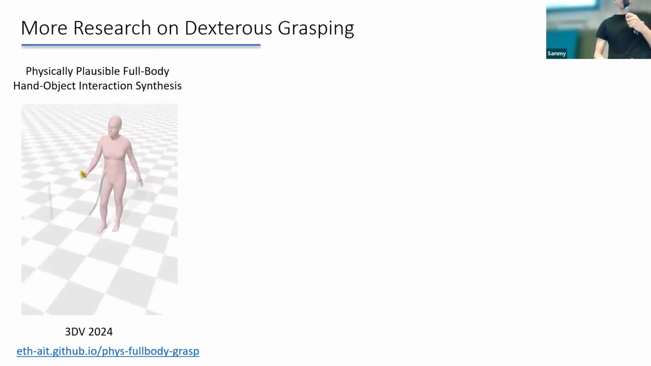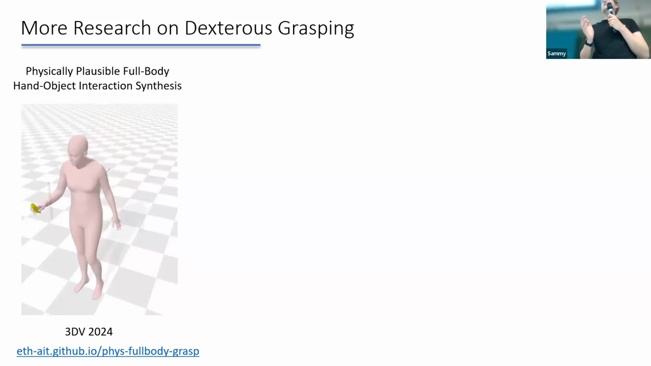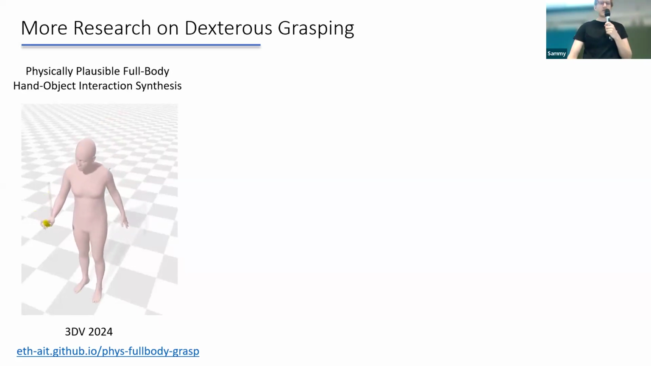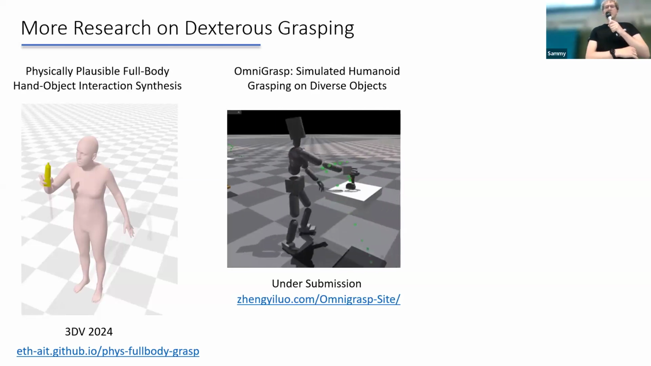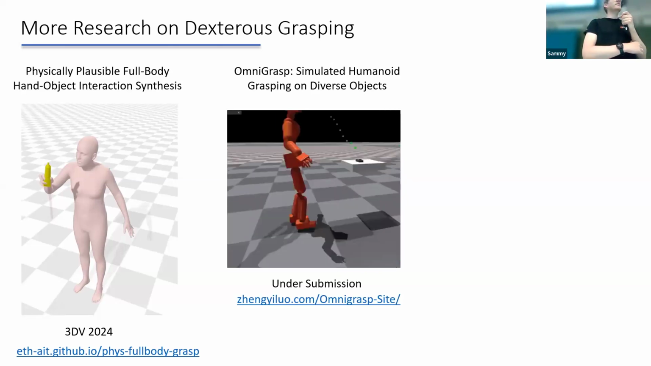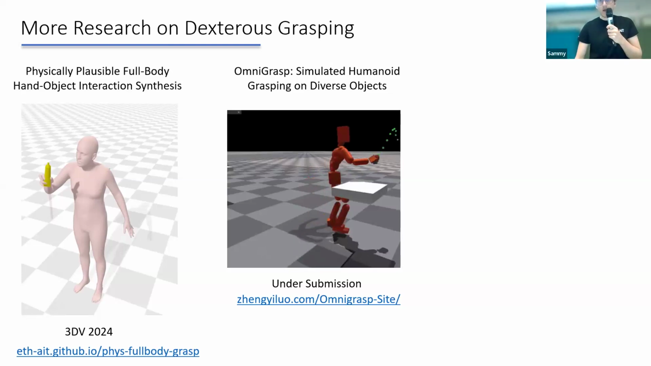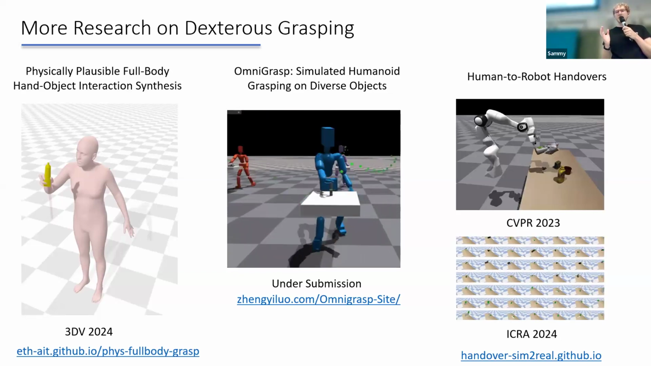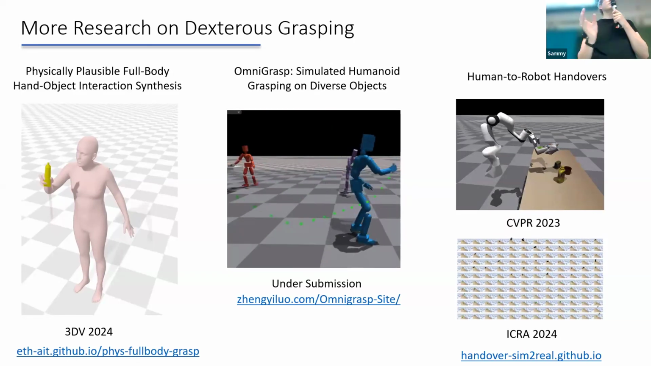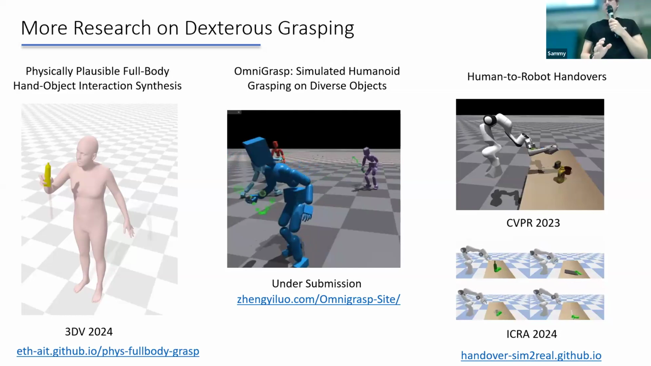Lastly, I quickly want to shout out some other ongoing research we have done in our lab in this direction. If you're interested in doing this for full bodies, I recommend you check out our 3DV paper on full body and object synthesis. We also have a paper under submission that looks into doing this for humanoids for over 1,000 objects. And if you're more interested in the human-robot interaction side of things, I encourage you to look at the human-to-robot handover papers that are shown here.